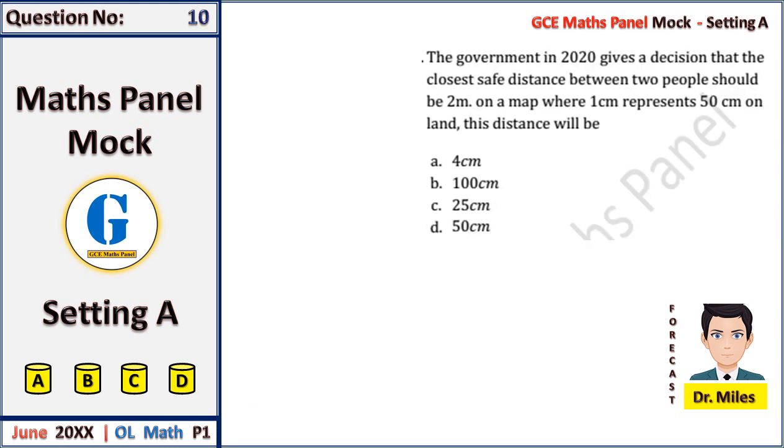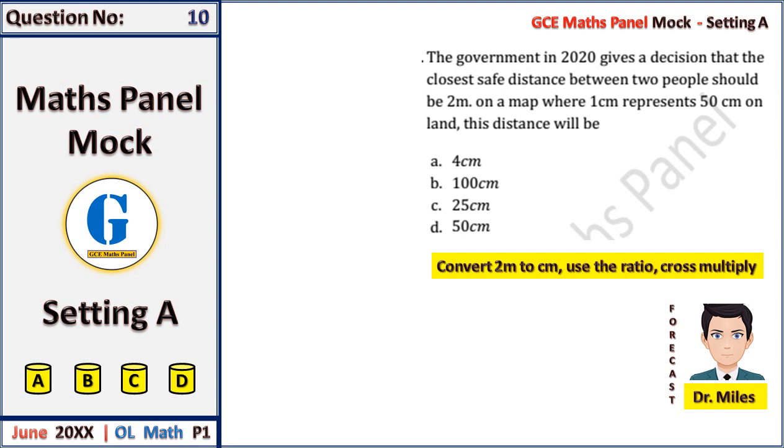Question 10. The government in 2020 gives a decision that the closest distance which is safe between two people should be 2 meters. On a map where 1 centimeter represents 50 centimeters on land, this distance will be. So first of all, we have to convert 2 meters to centimeters, and we use the ratio and finally cross multiply. So we have 1 to 50 and x to 200. When we cross multiply, we have our x to be 200 times 1 over 50, which is 4 centimeters on the map.